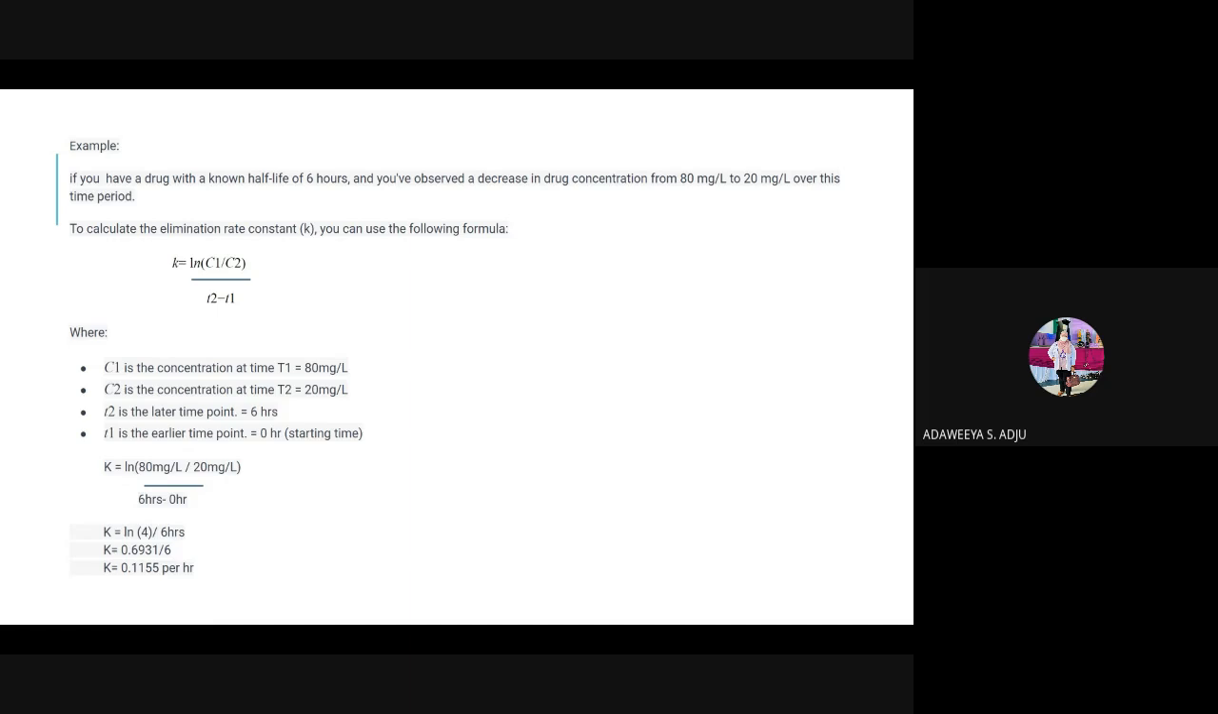So for the T2, we have the 6 hours, and for the T1 is the 0 hours because this is our starting time. Now, we need to transpose. So, we have 80 divided by 20 milligram per liter. We have 4. And it's 6 minus 0, we have 6 hours. And we have to get the log of 4. We have the result of 0.6931 divided by 6 hours. And our elimination rate constant is 0.1155 per hour. So this is the example of the solutions for our elimination rate constant.